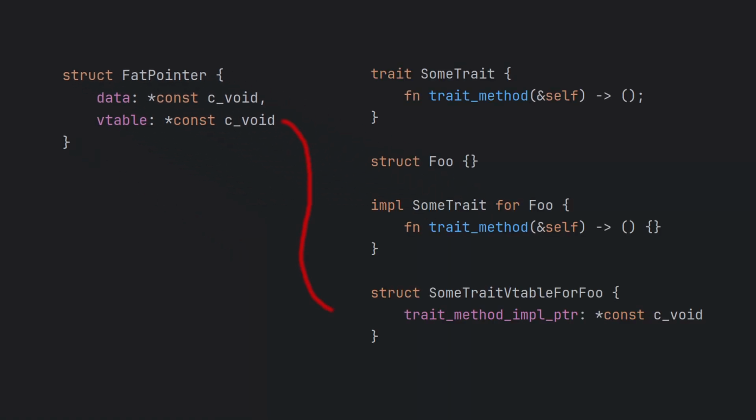The vtable contains the call address of each trait method implementation for the hidden type. When the compiler inserts a call to a trait object method, it will first read the address of the method implementation from the vtable, and then make the call to that address. The data part of the trait object fat pointer is passed as the receiver of this call.